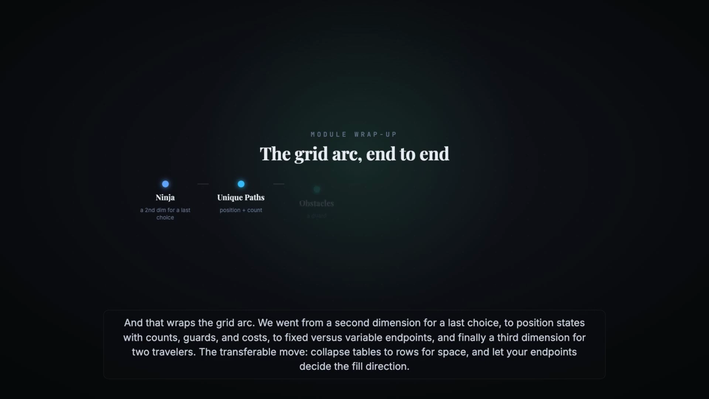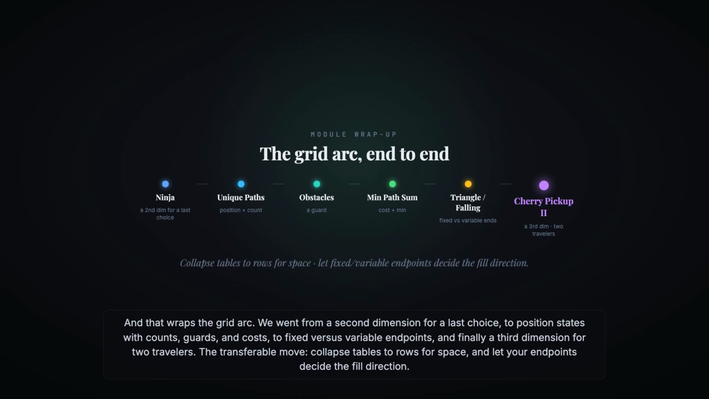We went from a second dimension for a last choice, to position states with counts, guards, and costs, to fixed versus variable endpoints, and finally a third dimension for 2 travelers. The transferable move: collapse tables to rows for space, and let your endpoints decide the fill direction.